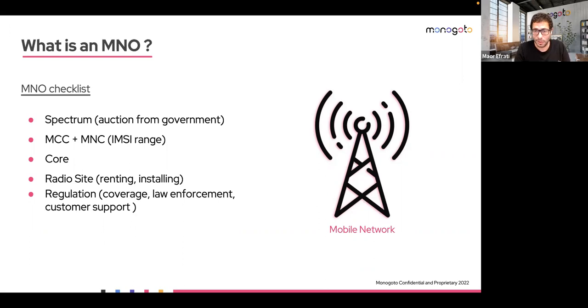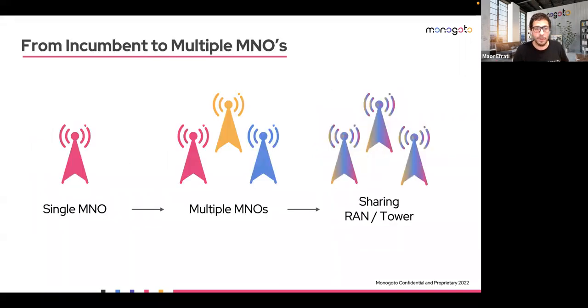MNOs have what we call five nines. MNOs are obligated to cover a whole region, and they need to do that to keep the license. And in many ways, this is what built telecom, or what built wireless communication, which is what everybody uses today. So that's the incumbent. That's how it all started.